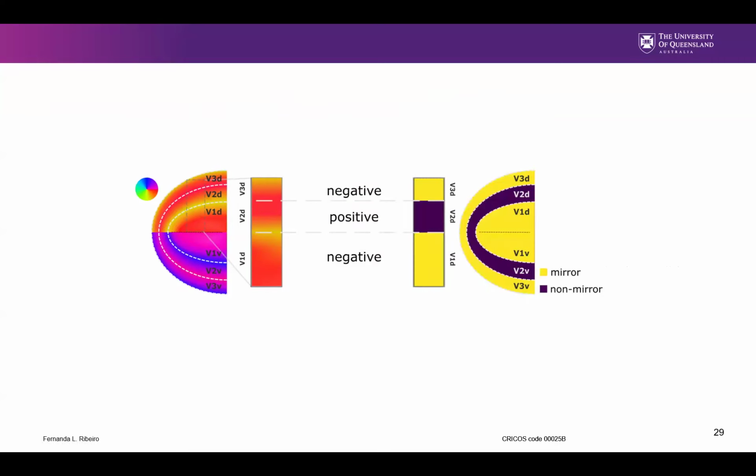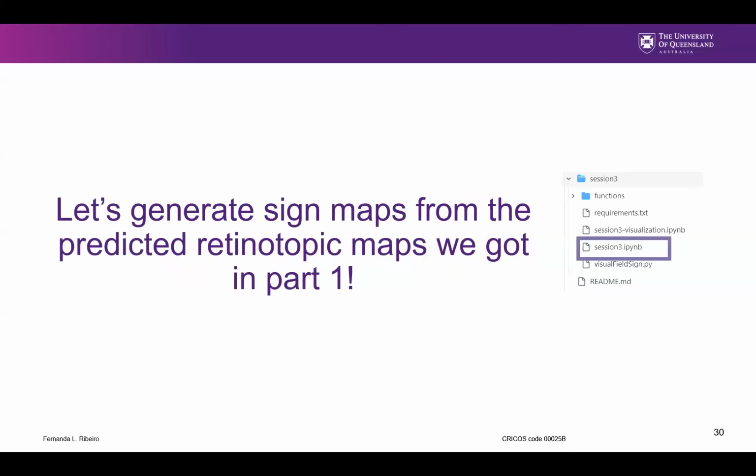But usually you see in the literature that they refer to it as mirror or non-mirror image representations of the visual field, but I like to think of it as rate of change or sign of rate of change. So yes, now we go back to our notebook to generate our visual field sign maps.